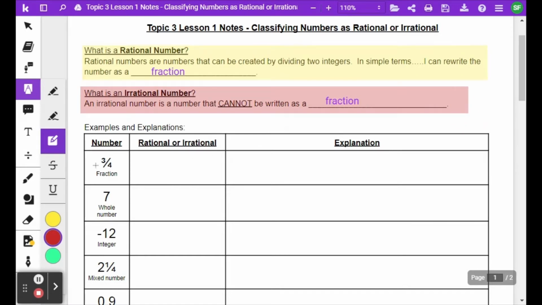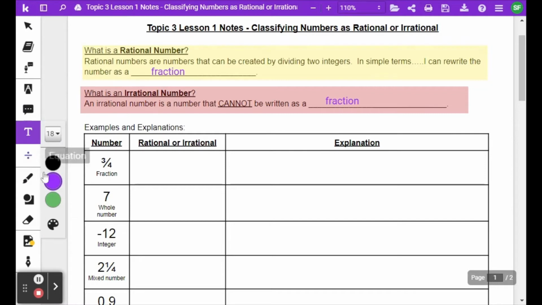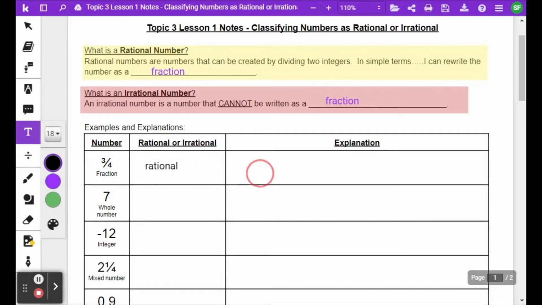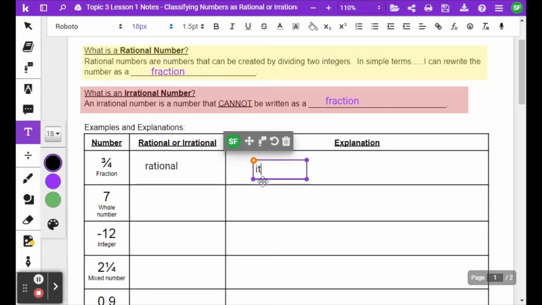If we have 3/4, 3/4 clearly is going to be a rational number. It is already written as a fraction. The definition of a rational number says we can write the number as a fraction. This is already a fraction, therefore it is a rational number.